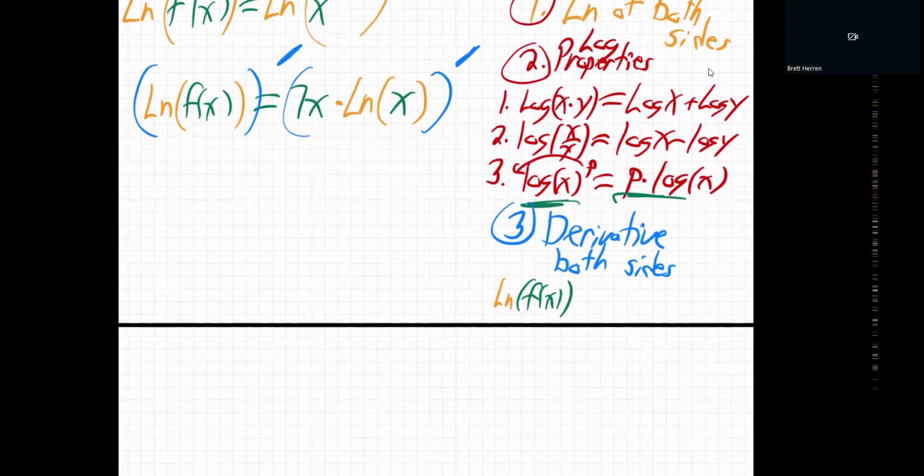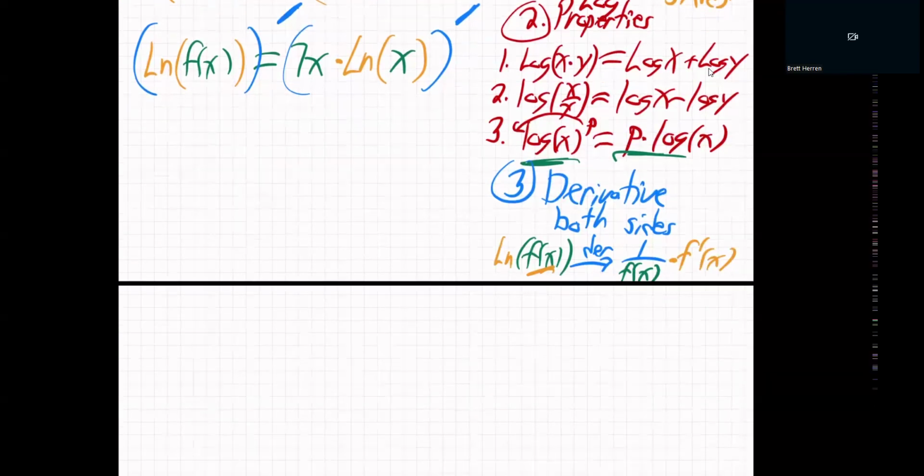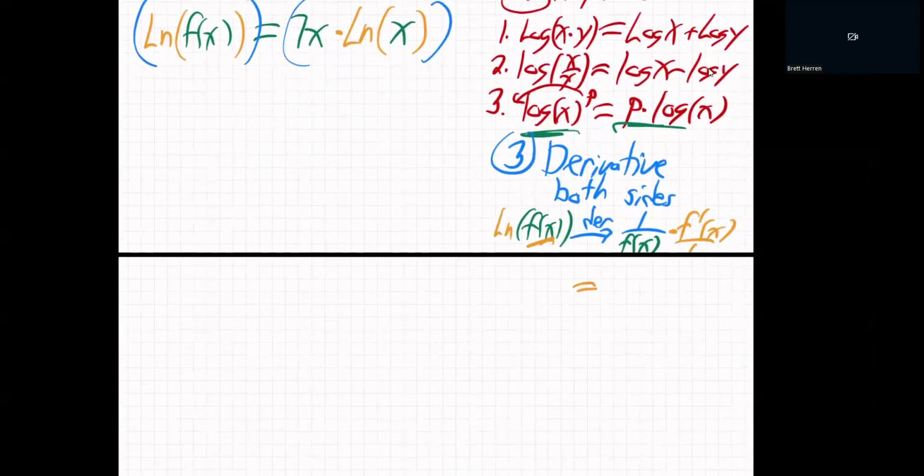Remember the derivative rules for natural log? It's 1 over the argument, right? Whatever's plugged in, natural log. But then because the inside is not a simple x, you're going to go times the derivative of the argument because of the chain rule. Okay, and then you can simplify that. This is really over 1, so it'll go to the top. So it's going to be f prime of x over f of x. That's the derivative on the left side.